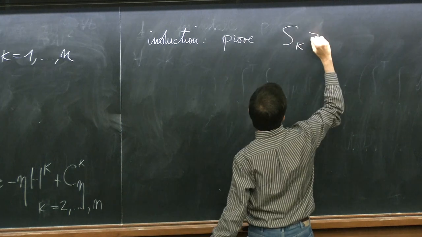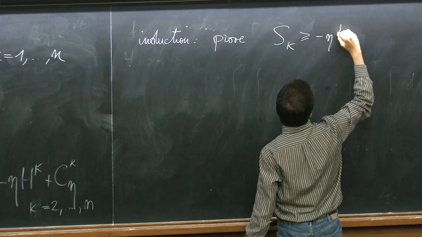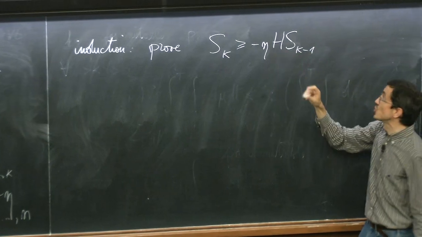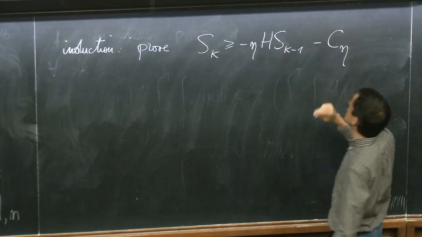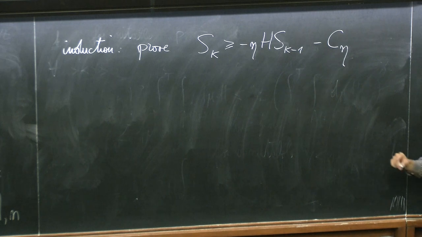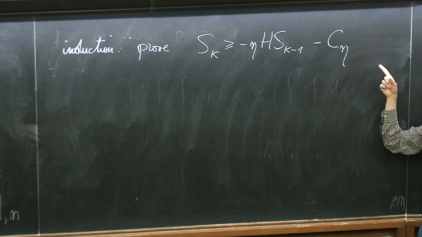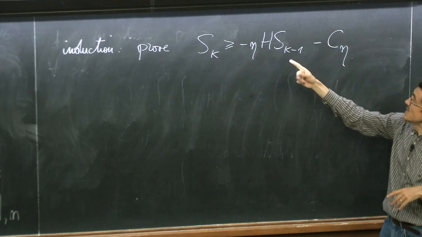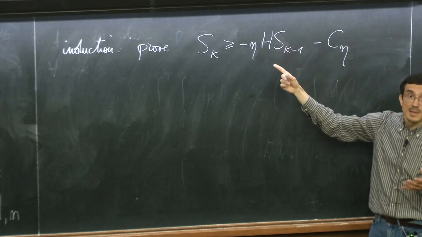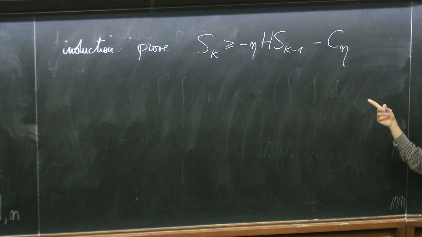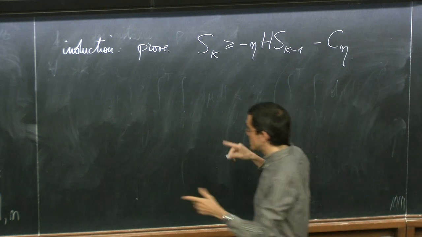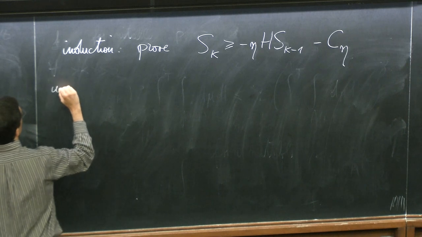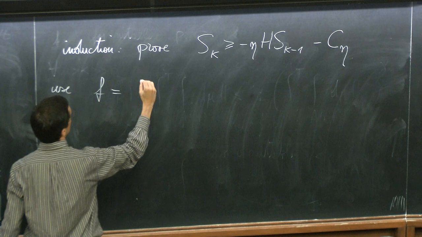Sk is greater than minus eta times the previous one times h. So for k equal 1, this is true with 0. For k equal 2, this becomes h squared, and it's basically the proof that we have already done. And to continue the induction up to k equal to n, we use the function like this.